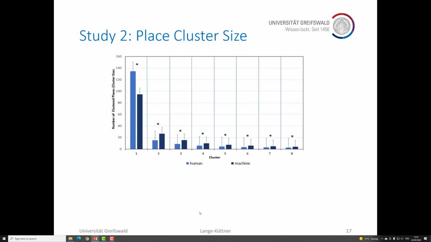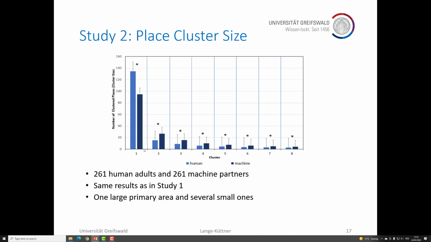Now we wanted to replicate that, and we did that with a large study of 261 human players and 261 machine partners. In terms of area size, we get the same results as in study 1. There is one primary area and several small ones. The scale is much larger because this is now just the human adult 20 by 20 grid. And we again find that the human players were creating a larger primary area and smaller small areas.